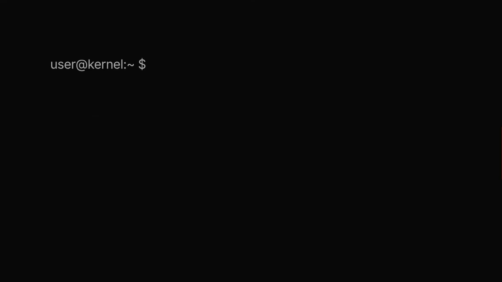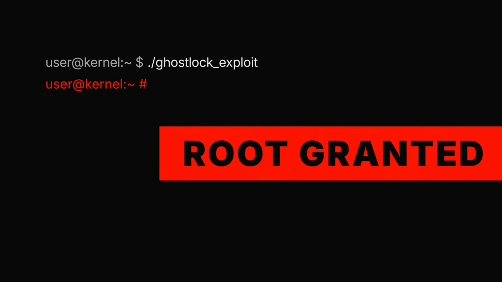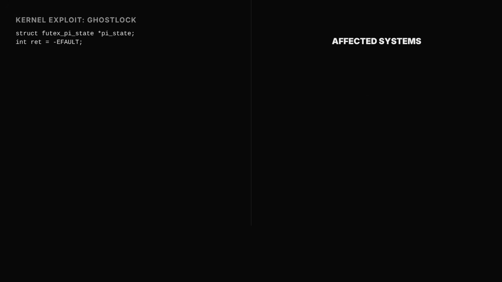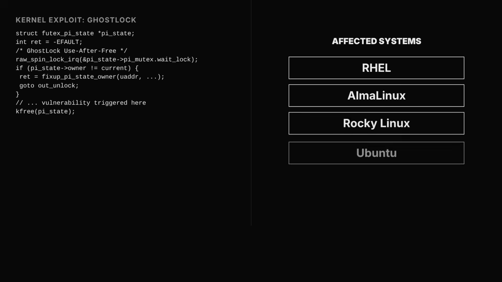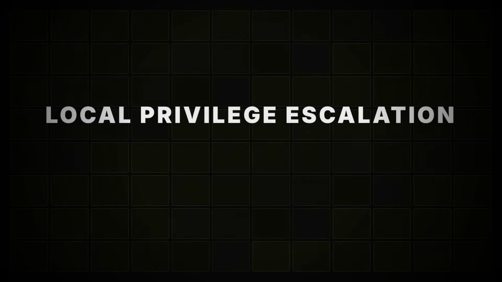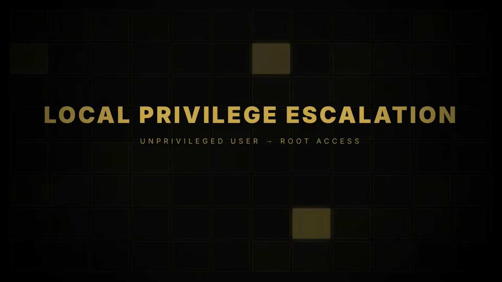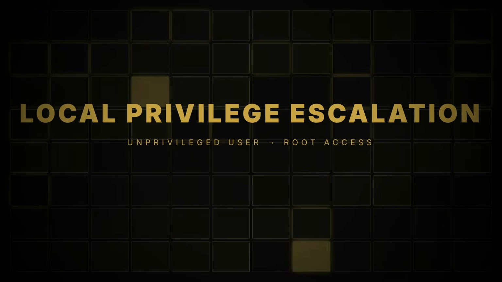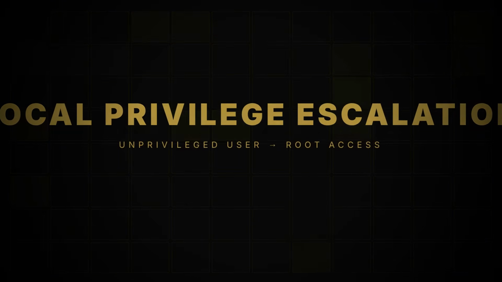Imagine a bug so deeply embedded in the Linux kernel that it has been hiding in plain sight for 15 years. Today, we are looking at GhostLock, a critical use-after-free vulnerability in the kernel's Futex priority inheritance code. This isn't a theoretical attack. It allows any unprivileged local user to escalate straight to root on almost every major enterprise distribution running today.